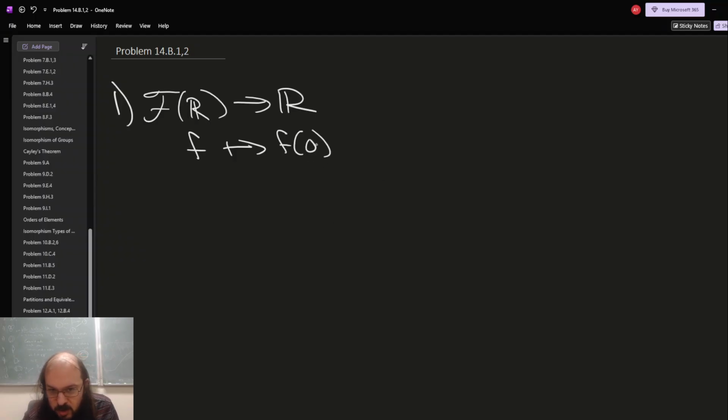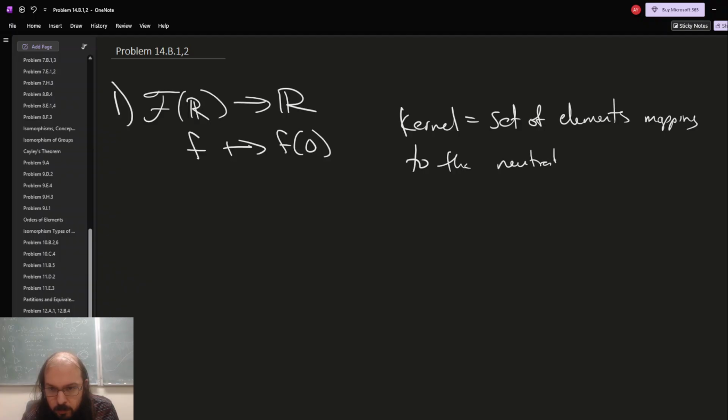We're going to choose the number 0 because that's a very easy number to talk about and study. Makes for a good example. And the question is to see that this is a homomorphism and also to see what its kernel is. So let's remind ourselves, kernel equals the set of elements mapping to the neutral element. In this case, the neutral element of R is 0.